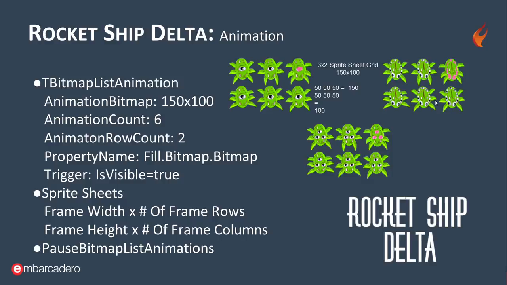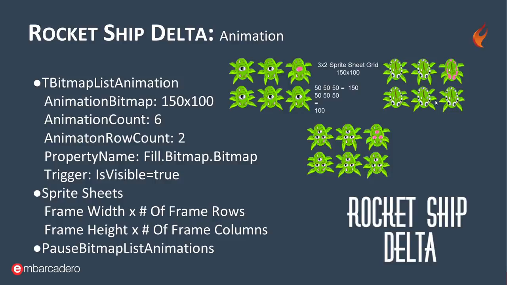Creating a sprite sheet to use in Delphi can be tricky because a lot of the art tools out there export a sprite sheet in a different size than what Delphi is expecting. Delphi expects a sprite sheet that is the exact width and height of the number of frames in your animation. If you have 6 frames, which are each 50 pixels wide and 50 pixels high, and they are laid out on the sprite sheet in a 3x2 grid, your sprite sheet would be 150 pixels wide and 100 pixels high.